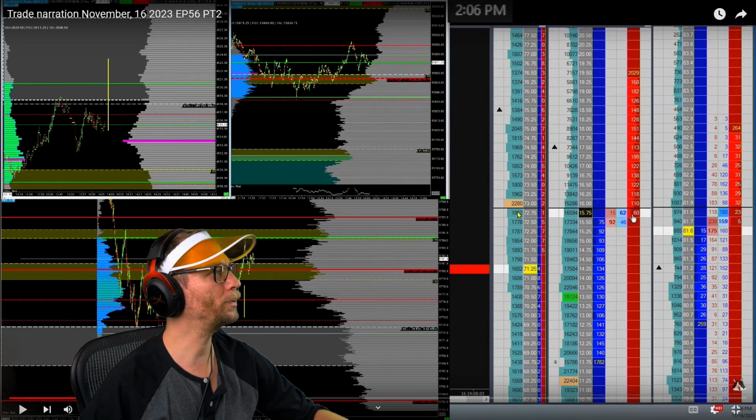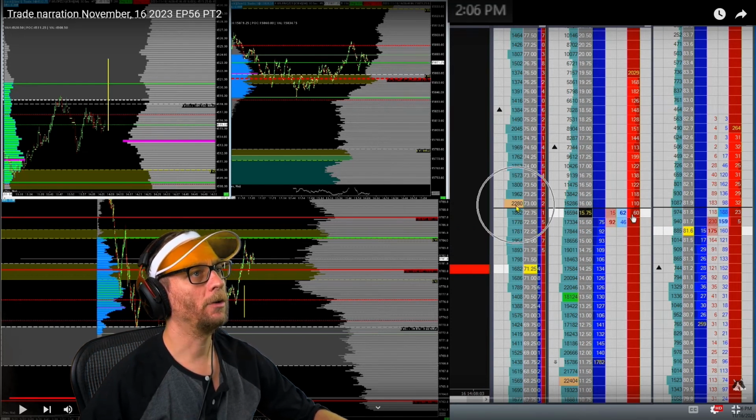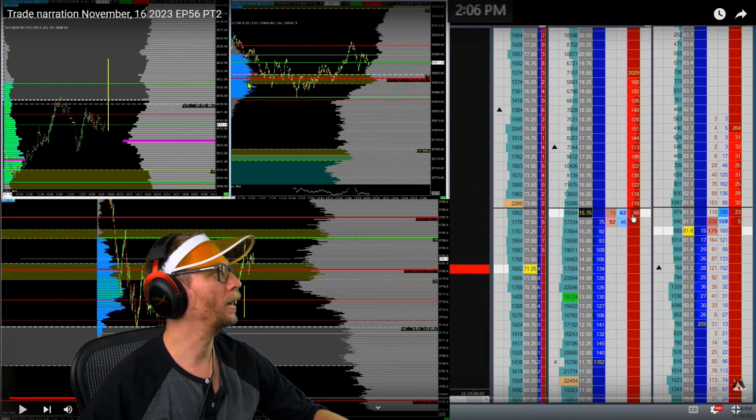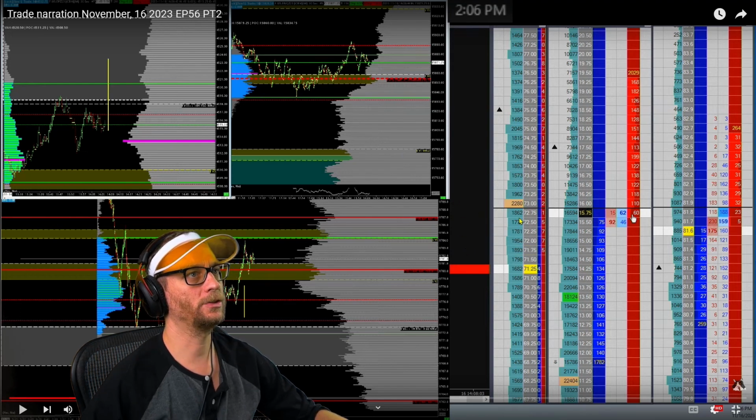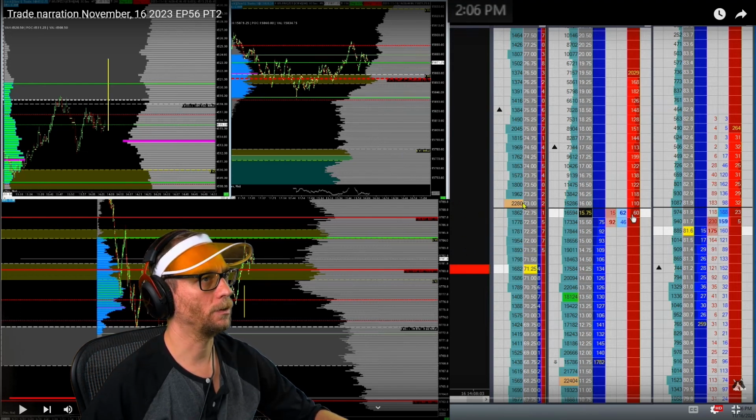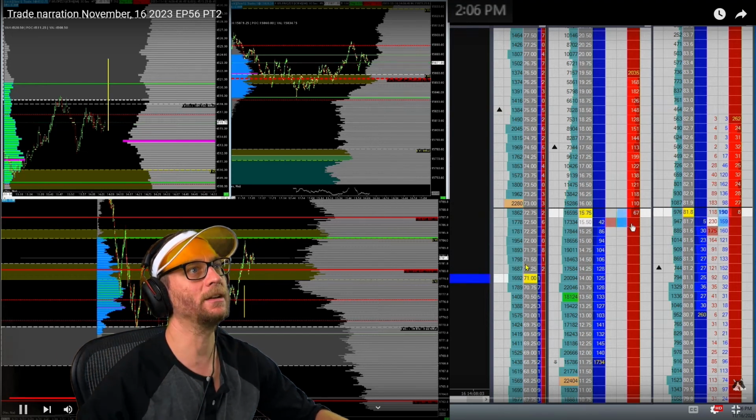So I go, why is there a POC right here? I realize that's the high node intraday, because this profile is more than intraday on NQ. Intraday, there's a POC here on 73. So I'm like, I want to be short above it, not below it. I want mean advantage.